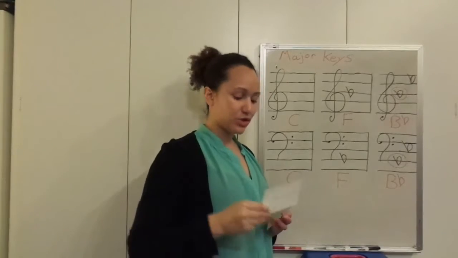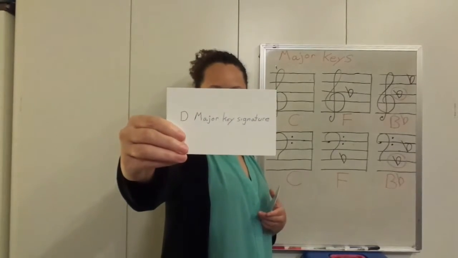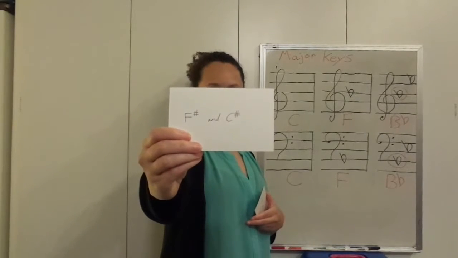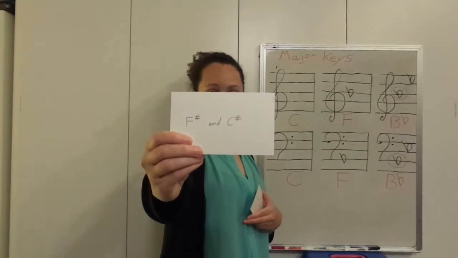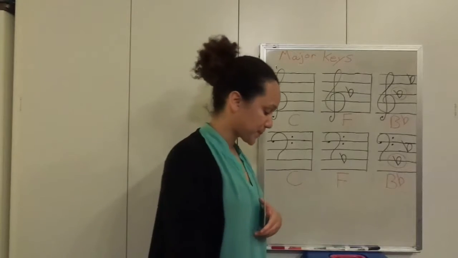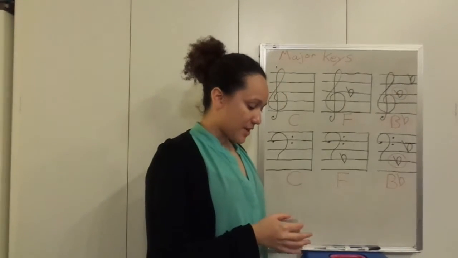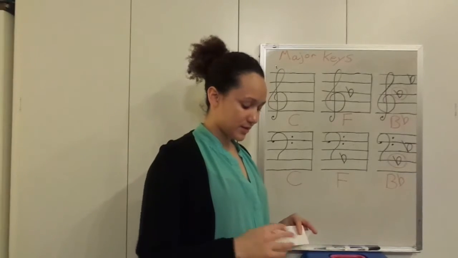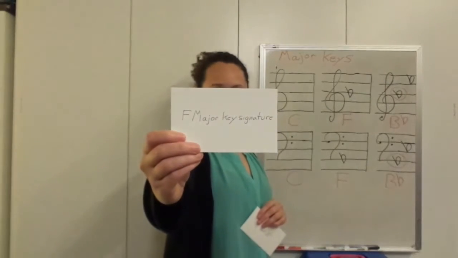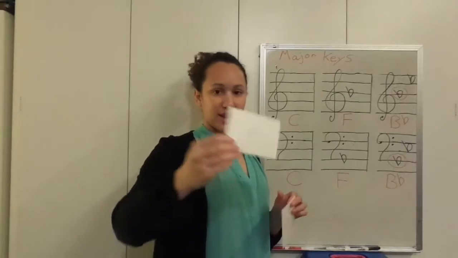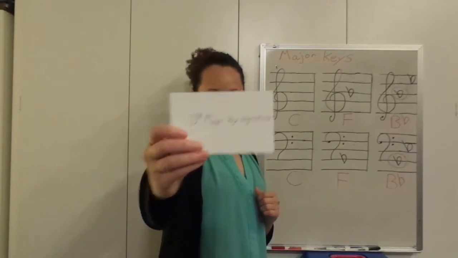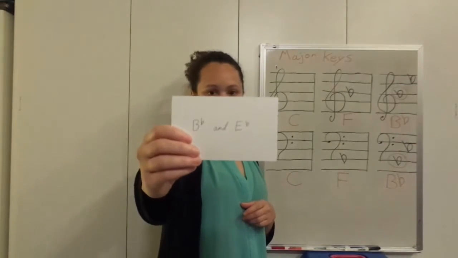And our D major. And the way the key looks is F sharp and C sharp, both of them. And then for our flat keys, they're stuck together. The F major, that has our B flat. And finally, our B flat major, and that has the B flat and the E flat.